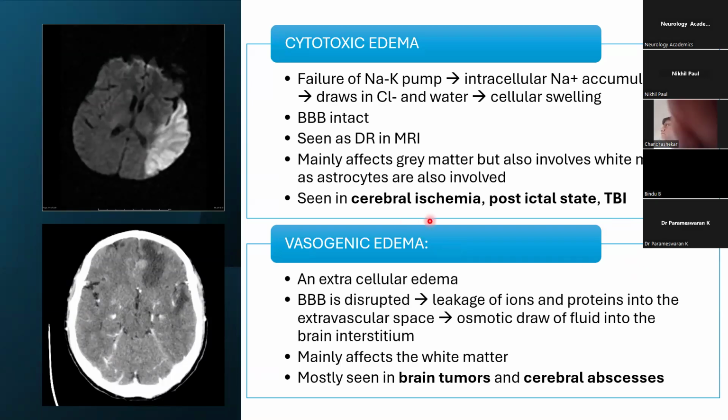In contrast to this is a vasogenic edema. It is an extracellular edema. It is seen in conditions like tumors or abscesses where there is disruption of the blood-brain barrier. When the edema extends and there's tissue damage, it leads to disruption of the blood-brain barrier. Once this blood-brain barrier gets destroyed, there is leakage of ions and proteins, all osmotically active substances, into the extravascular space, which draws water into the interstitium. So this is what is called vasogenic edema, and it's usually seen involving the white matter, and it is seen in brain tumors and abscesses.